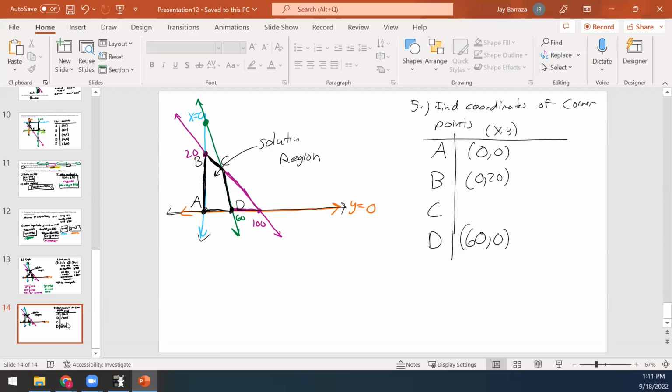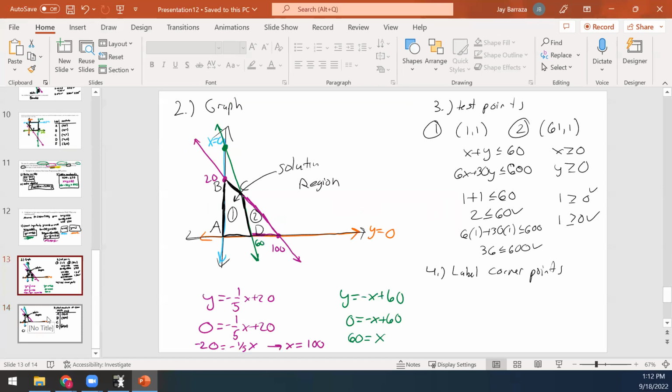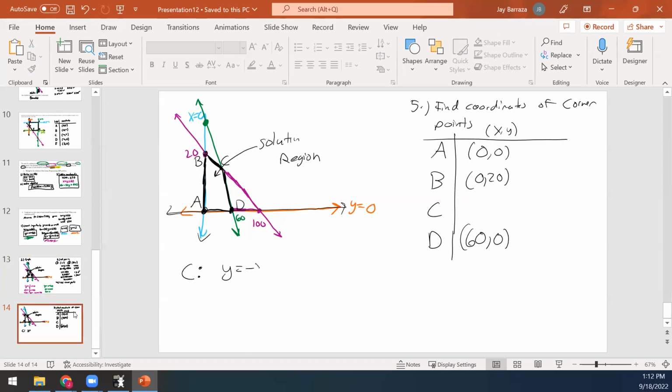Now C is the one that's a little bit more difficult. I have to figure out the intersection point of those two lines. So I have C right here. I'm going to use y equals negative x plus 60, and then y equals negative 1/5 x plus 20.